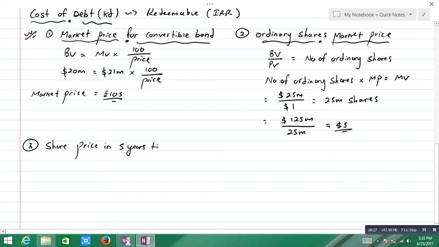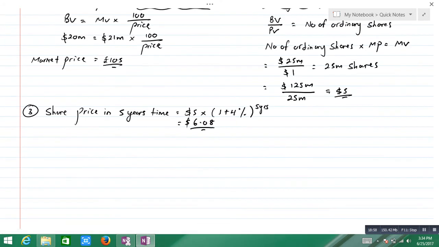That's going to be $5, our share price, times 1 plus 4% to the power of 5 years, because it's going to be 5 years. So how much is it? We got 6.08. That's going to be our share price in 5 years' time after increasing by 4% per year. Number 4.